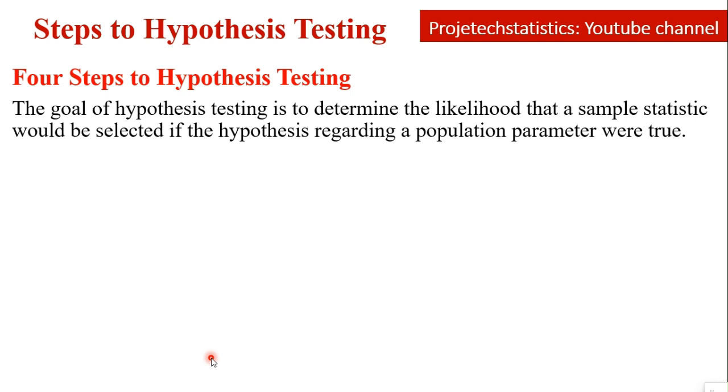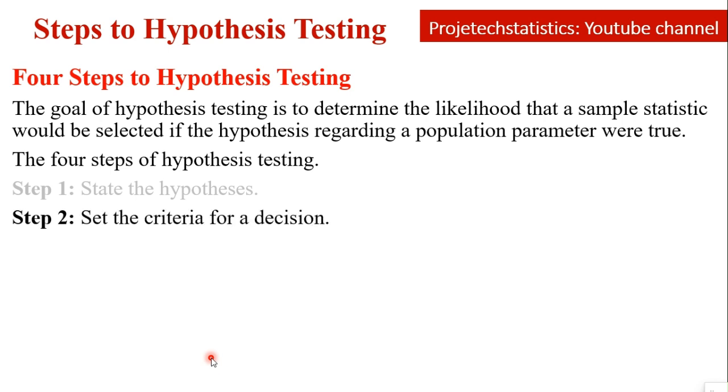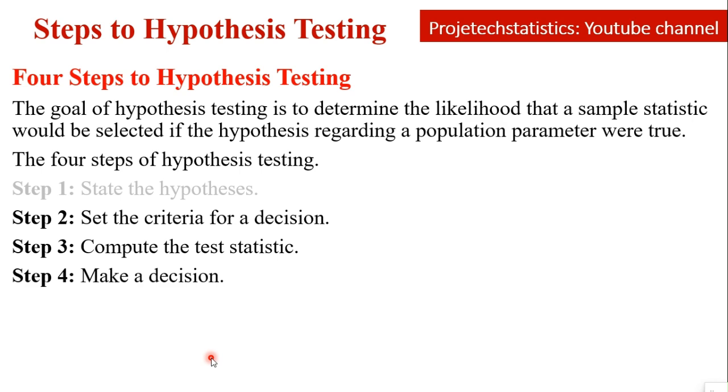The goal of hypothesis testing is to determine the likelihood that a sample statistic will be selected if the hypothesis regarding a population parameter were true. In the first part of this video, we discussed the first step of hypothesis testing, which is to state the hypothesis. Then the second step is setting the criteria for a decision. Step 3 is to compute the test statistic. And step 4, make a decision.